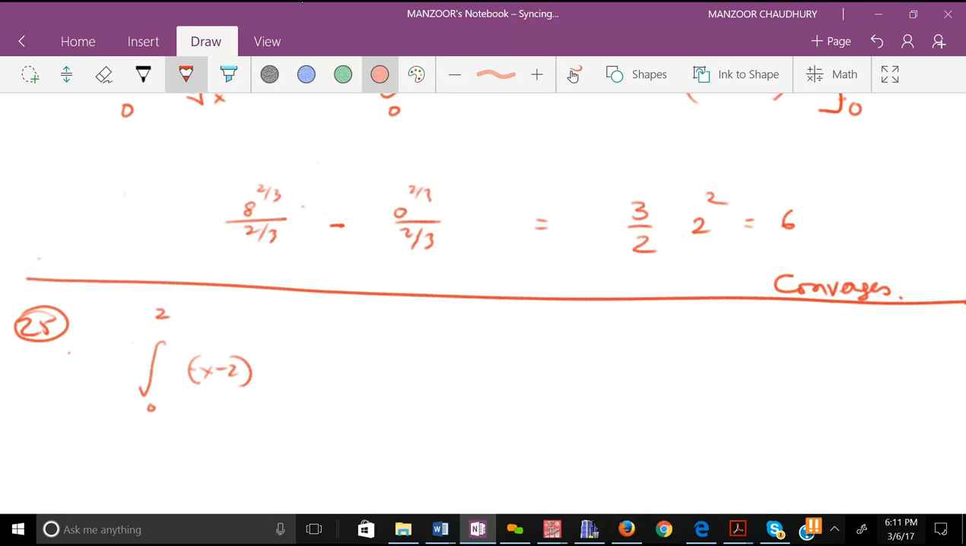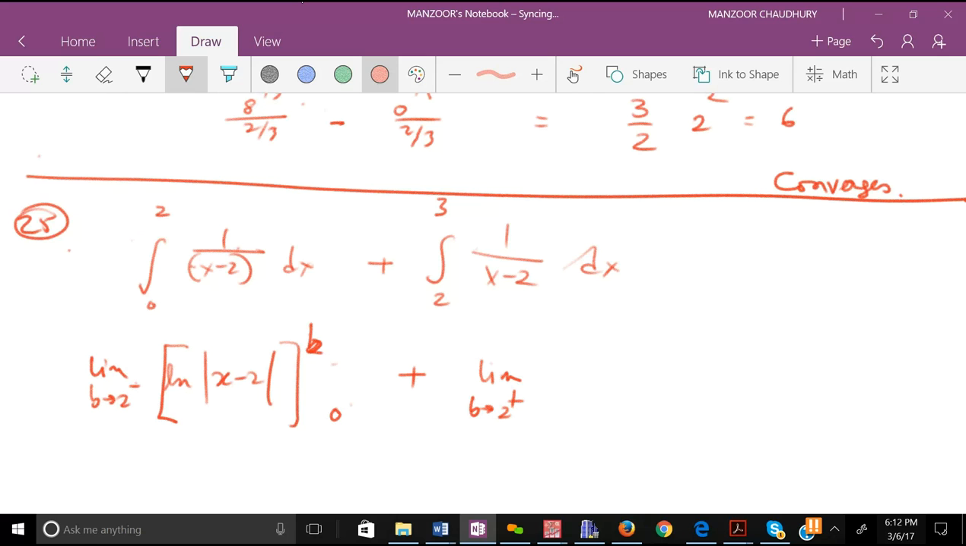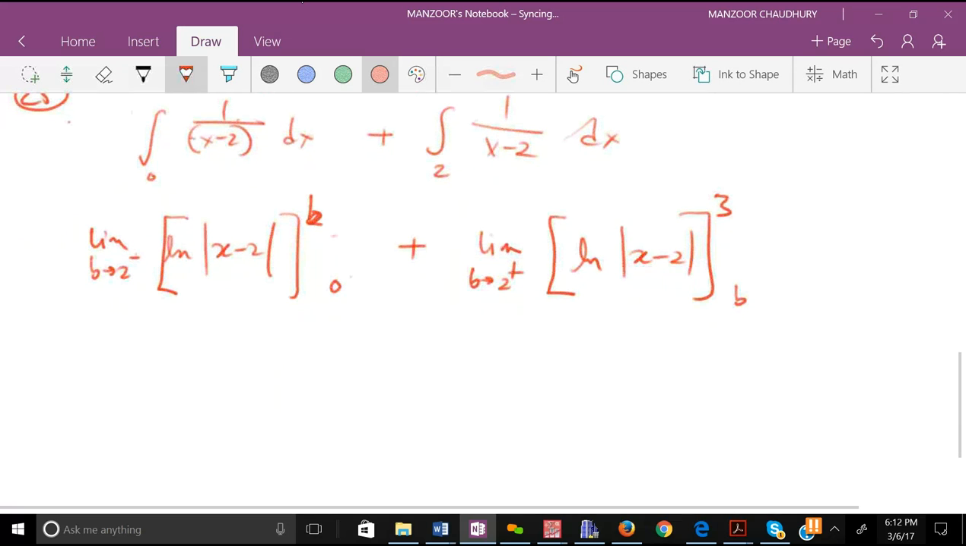Negative 1 dx. Let's just select it like this, dx. Plus 2 to 3, you have a different one, 1 over x minus 2 dx, right? So at this point, when you integrate it, it becomes natural log of x minus 2, okay? And you are checking this from the left side because it's coming from the left side. So you can say that limit b is going to 2 from the left side, and you're looking for 0 to b. Plus, for the other one, you're going to look at from the right side. B is going to 2 from the right side. Make sense? You see the point? Okay, so x minus 2. Now we're looking at b to 3. Make sense? Okay, cool.